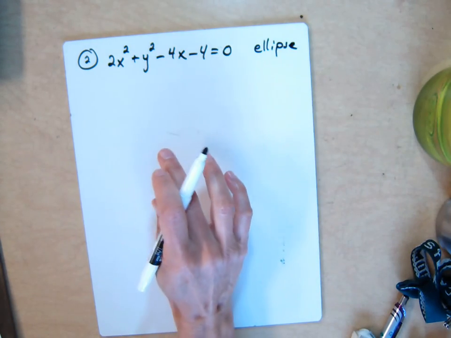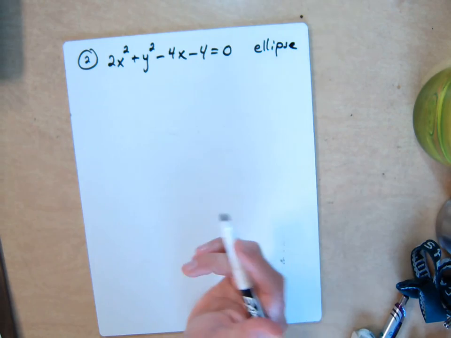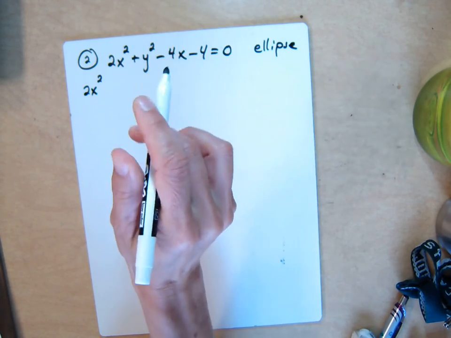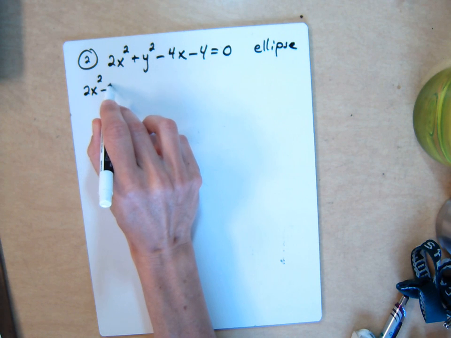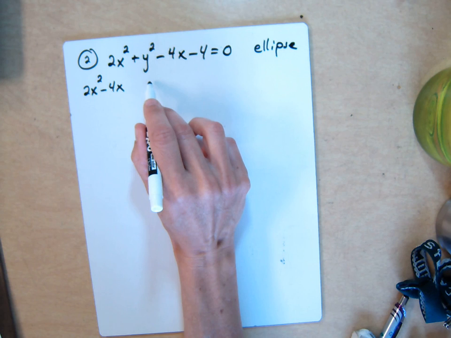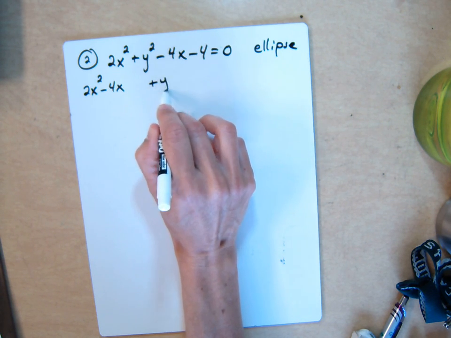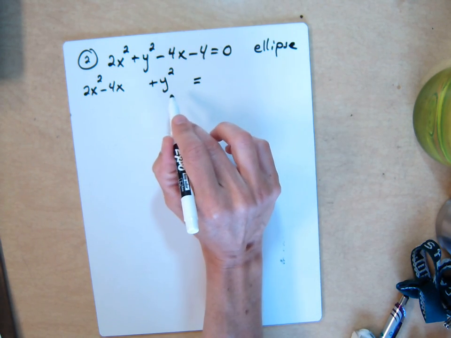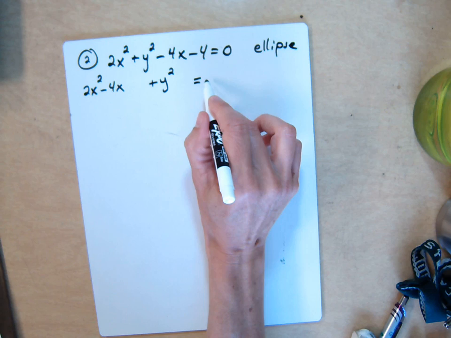And now we're going to do the same thing to review again. We're going to complete the square twice. So we group the x's together, 2x squared minus 4x. We group the y's together. There's only one y. That's actually a better thing. We don't even have to complete the square. And you move the constant to the other side.